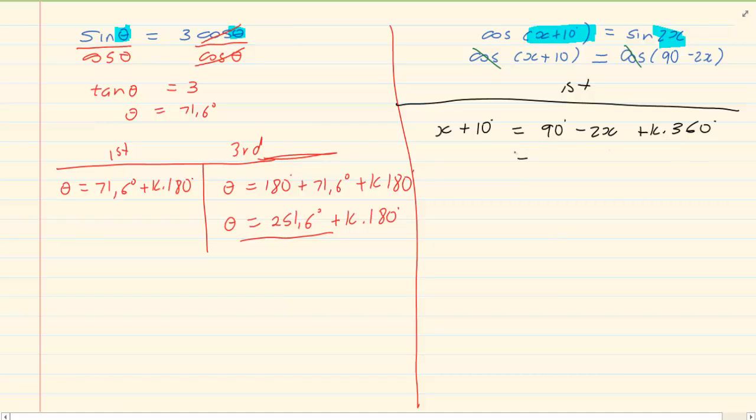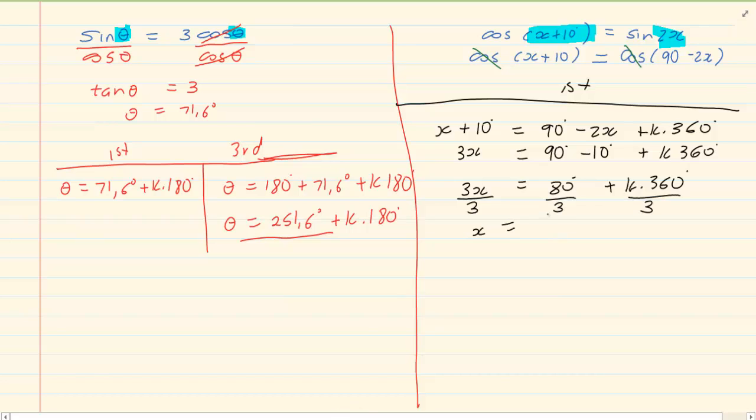Now we're going to solve for x. When I take the 2x over, I'm going to end up with 3x is equal to 90 minus 10 plus k 360. So we have 3x is equal to 80 plus k 360, divided by 3. We have x is equal to 26,7 degrees plus k 120.